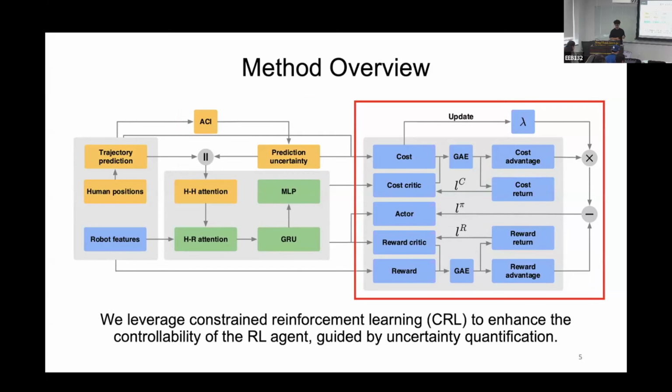And the second part is the constrained reinforcement learning. We use constrained reinforcement learning to integrate extra controllability compared to regular reinforcement learning agents.